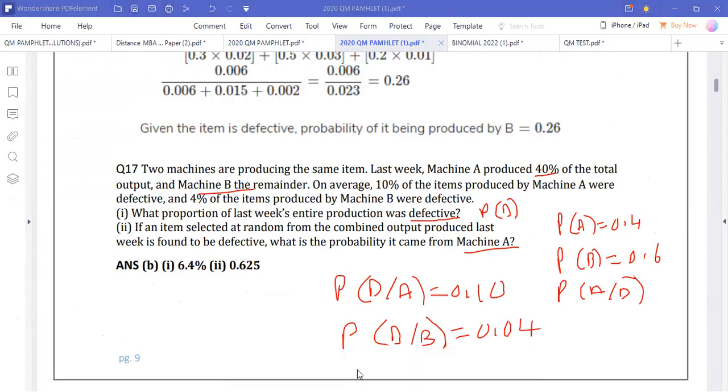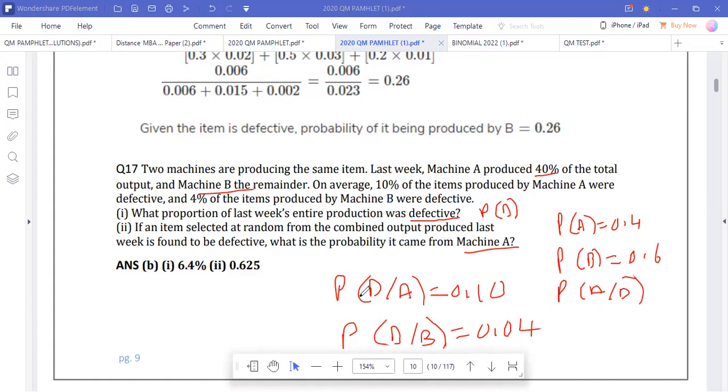Okay. So where they were saying that 10% of the items produced by machine A were defective and 4% of the items produced by machine B were defective. When writing the probabilities, if we write probability of A given D, it would give you the wrong answer, right? What is the difference between probability of D given A and A given D?